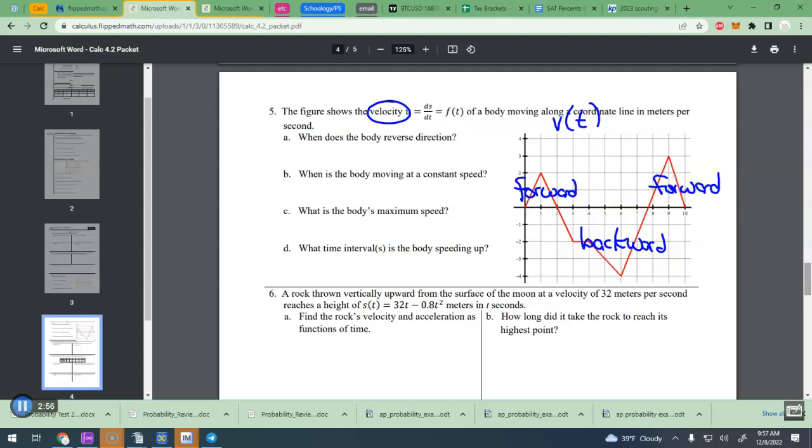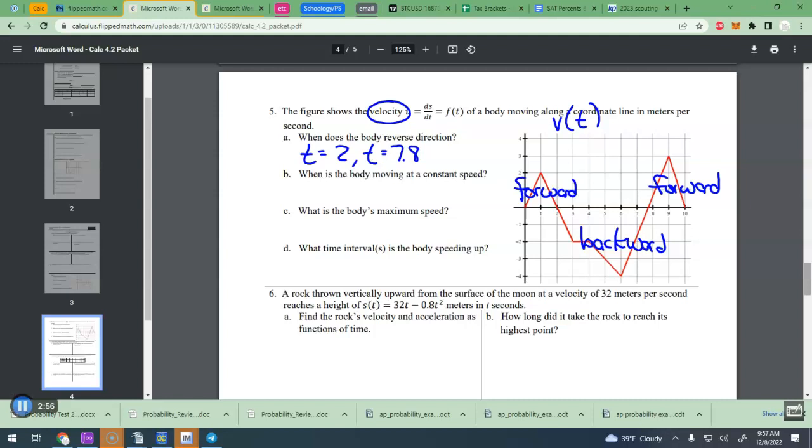So when does it reverse direction? It would be at 2, because we switched from moving forward to moving backwards. And at 7 point whatever, because we're going from backwards to forwards. So t equals 2 and t equals 7.8. Thank you.